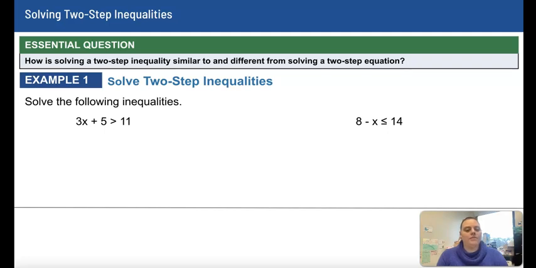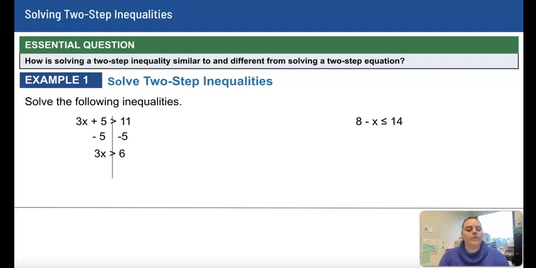First, we have 3x plus 5 is greater than 11. Remember from solving equations that when we solve a two-step inequality, we're doing the opposite operation in reverse order. So if I multiplied by 3 and add 5, the first thing I'm going to deal with is the adding 5. And the opposite of that is to subtract 5. So drawing my line down the middle, I will subtract 5 on both sides.